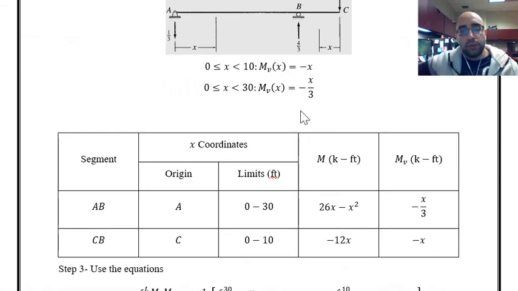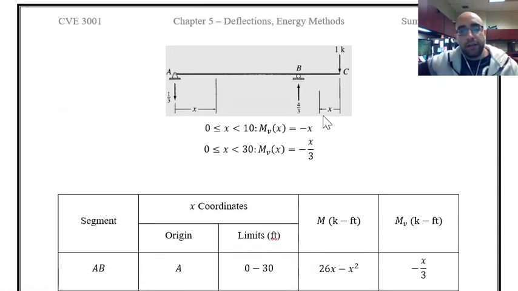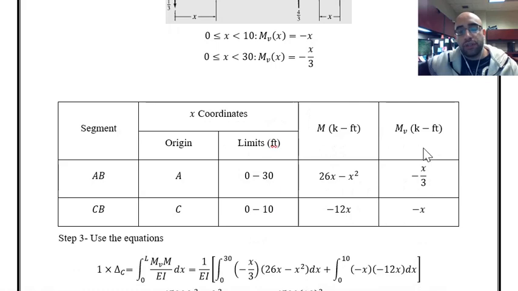Once I obtain these equations, I can simply use the table that I used in my previous examples. You can see I have the different segments. I have different origins because I decided to write the equation for bending moment in this segment from point C and in this segment from point A. And over here you can see the equations that I found for each of the bending moments under different loadings.